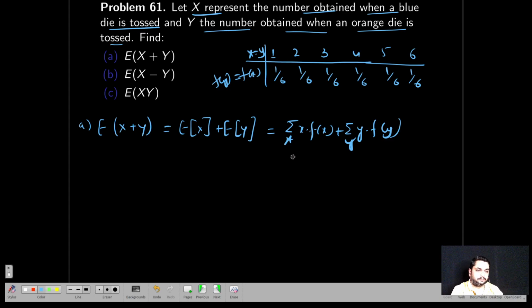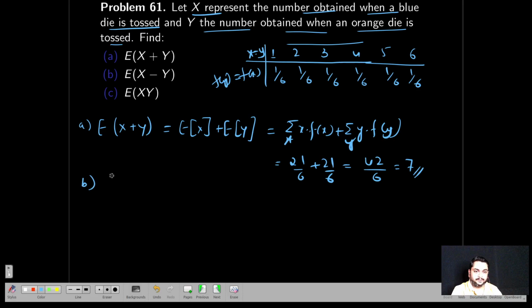Now, the summation is nothing but the sum of all these numbers multiplied by 1 by 6. So it will be 21 by 6 plus 21 by 6. This will be the answer. This is 42 divided by 6. E of x plus y they are asking, right? So it is 7.